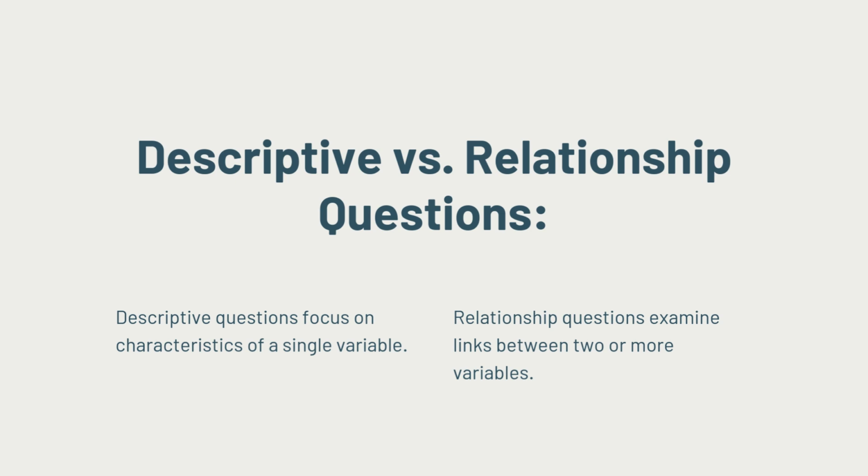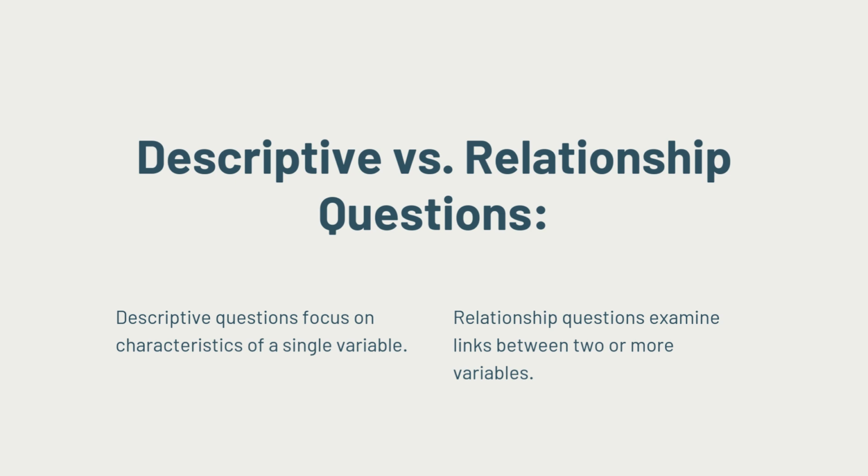On the other hand, relationship questions are where we start exploring potential links between two or more variables. So these questions are particularly valuable when we want to see if changes in one variable are associated with changes in another variable. So, for example, if we're interested in how exercise might affect stress levels, a relationship question could be: is there an association or is there a relationship between the amount of weekly exercise and reported stress levels among college students?